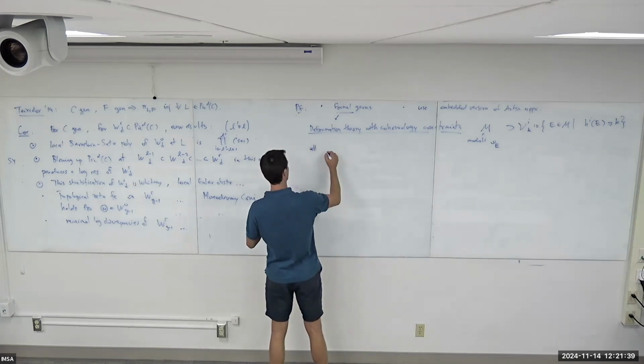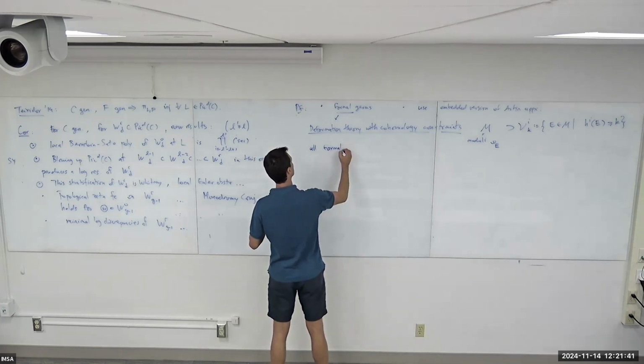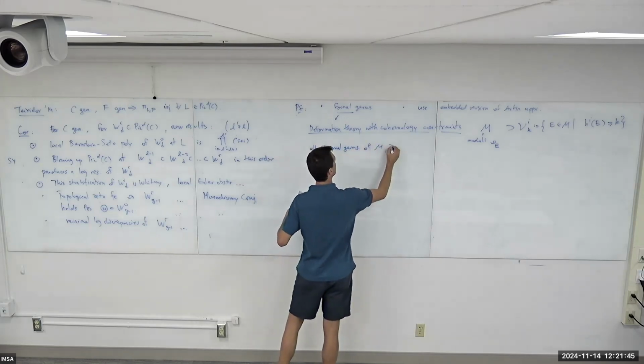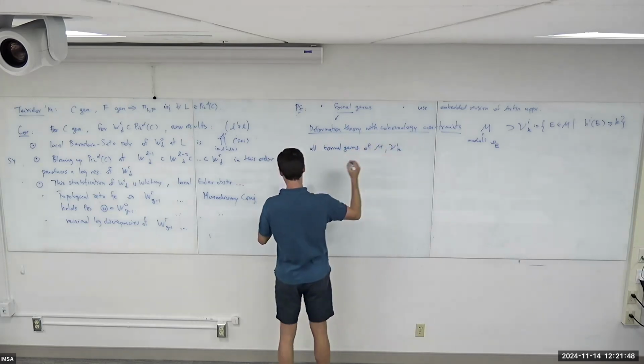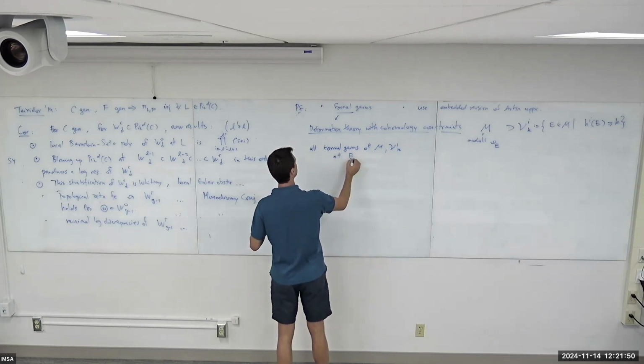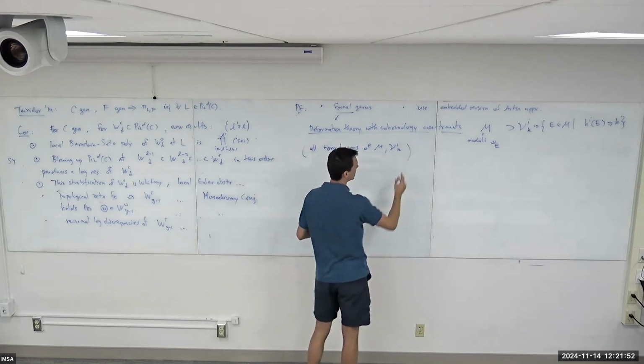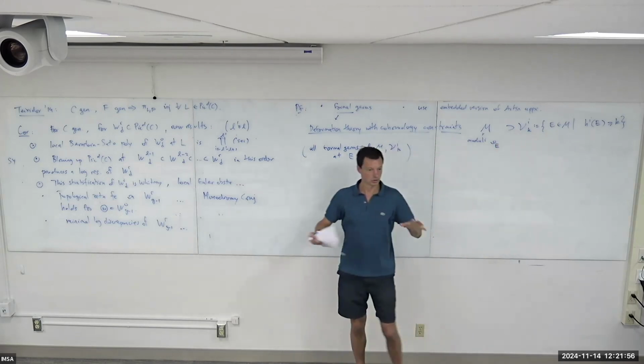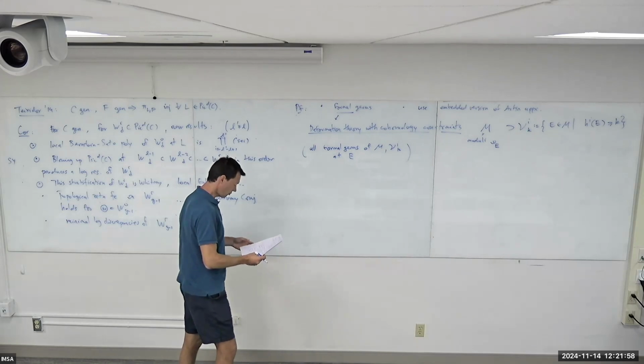So all formal germs of M and this cohomology jump loci at E. That's what you want to understand. Of course, M is itself one of these by setting k equals 0 here. So it's all together.